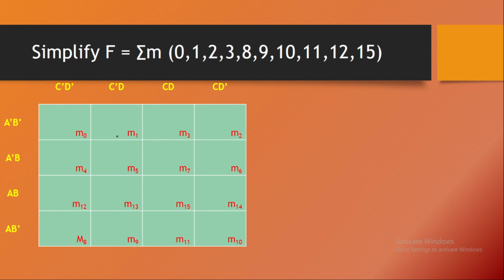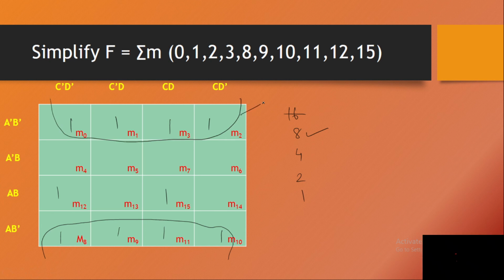We'll be really fast here. We will start marking the elements: 0, 1, 2, 3, 8, 9, 10, 11, 12 and 15. So we can group 16 elements, 8, 4, 2 or 1. 16 is not possible since I have empty cells. Let's check for 8. Yeah, 8 is possible because I can consider these 4 along with these 4.